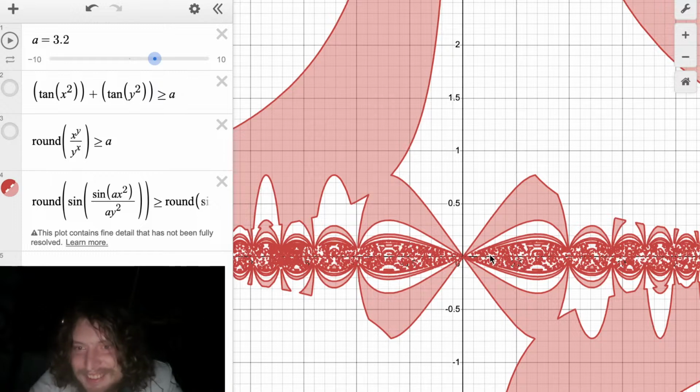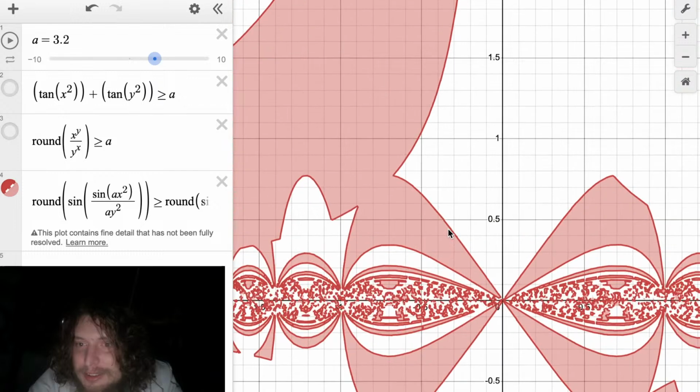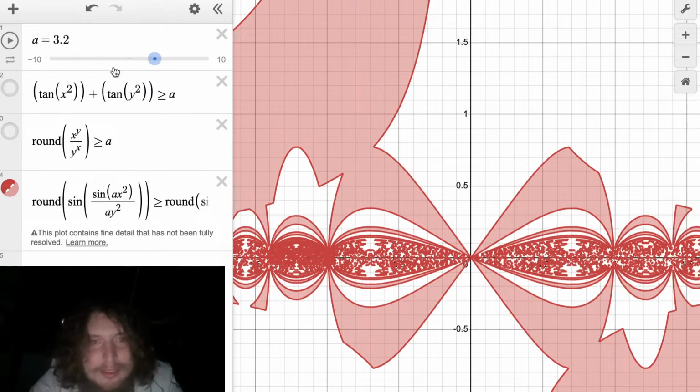Like that. This looks like a very fancy part of some item of clothing. Maybe like a bow tie.